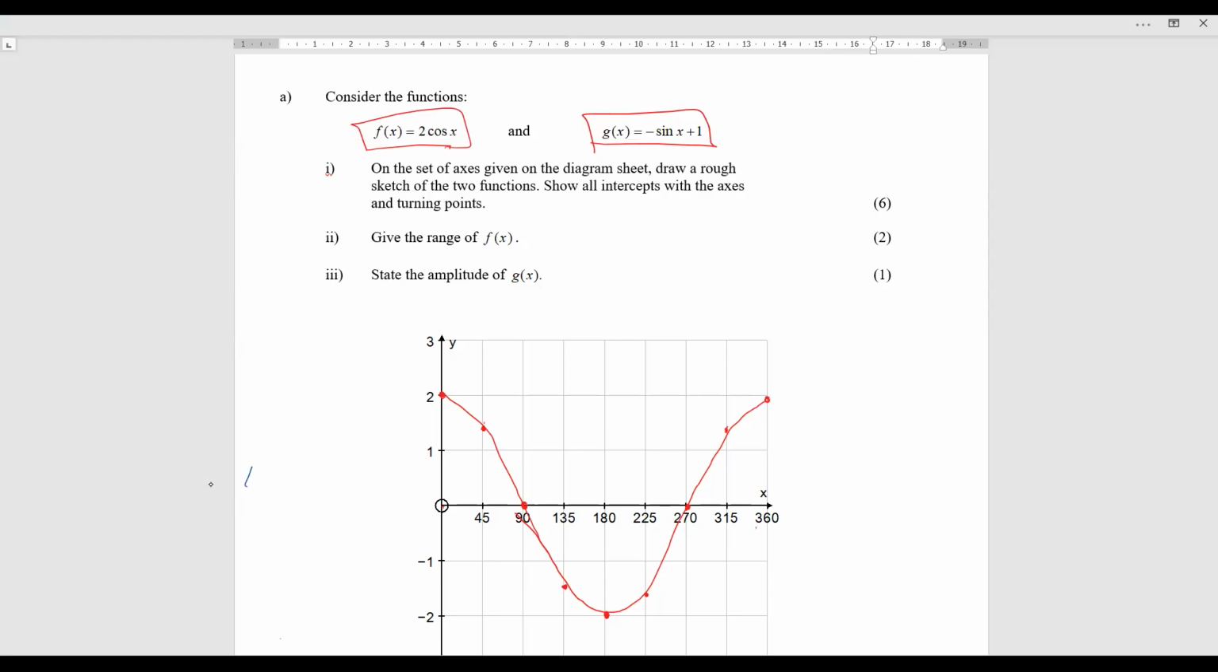So at 0, if we type in minus sine 0 plus 1, what do we get? Would we get 1? Is that right or wrong? So I got 1, sir. Very well done. Let's move on.